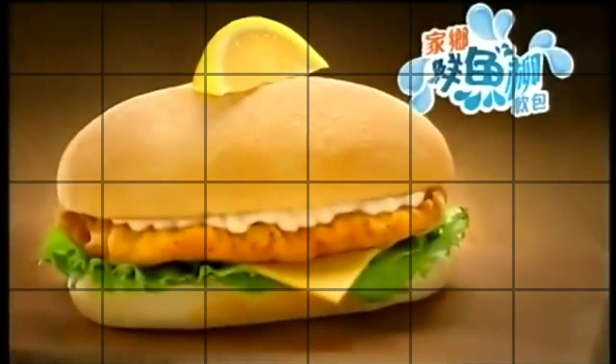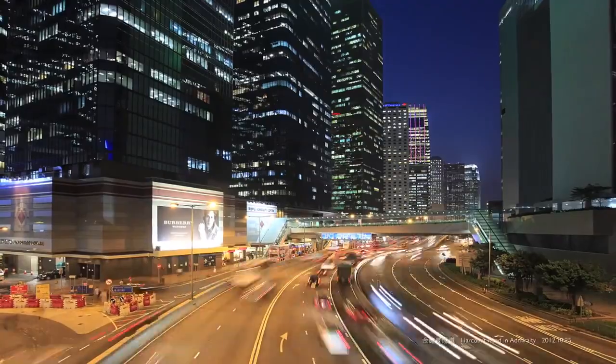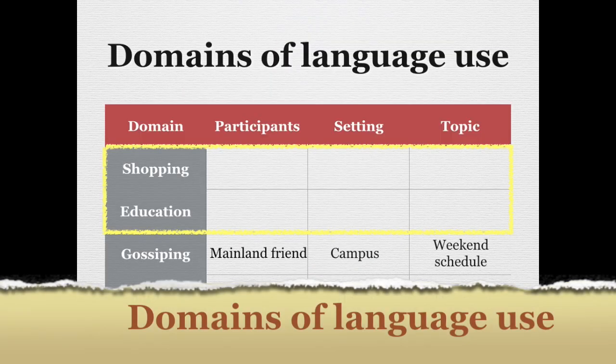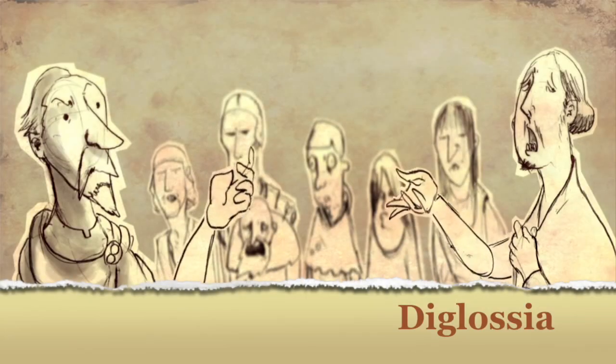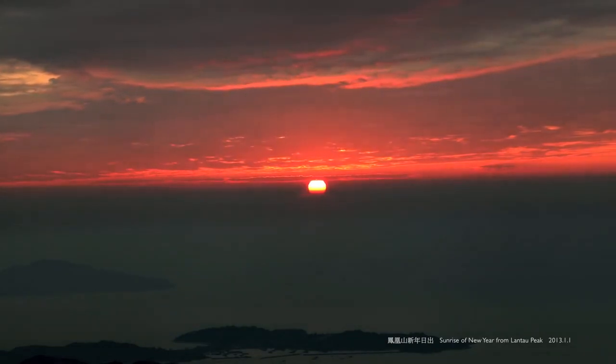From this lesson, we have learnt 4 important concepts: linguistic repertoire, domains of language use, diglossia, and code switching. Now it is your turn.